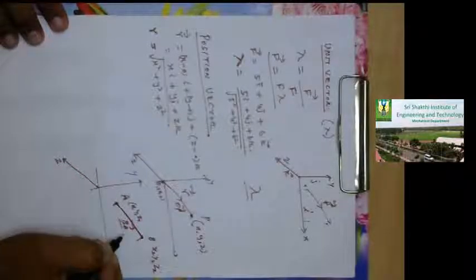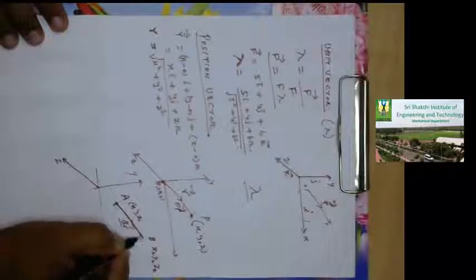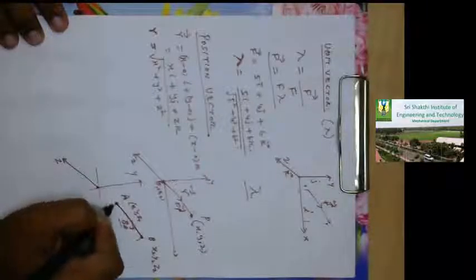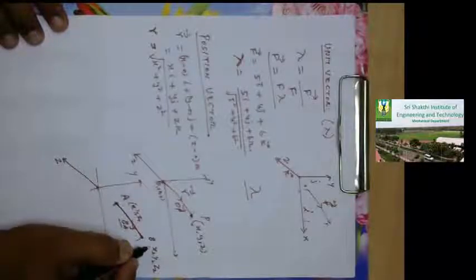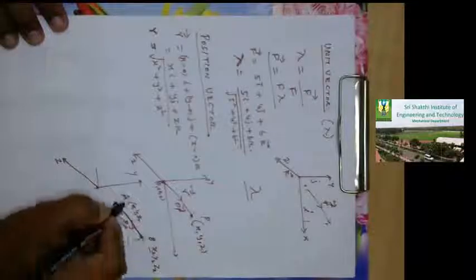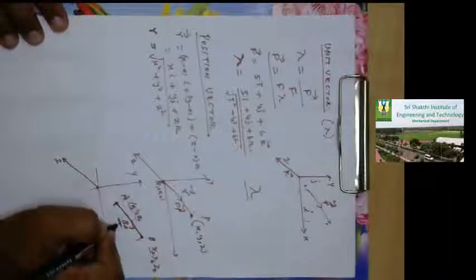Okay, the BA vector will be given by the position vector from here minus this. So this vector is x2 minus x1, y2 minus y1, z2 minus z1 along x, y and z. So that will give you the BA vector.